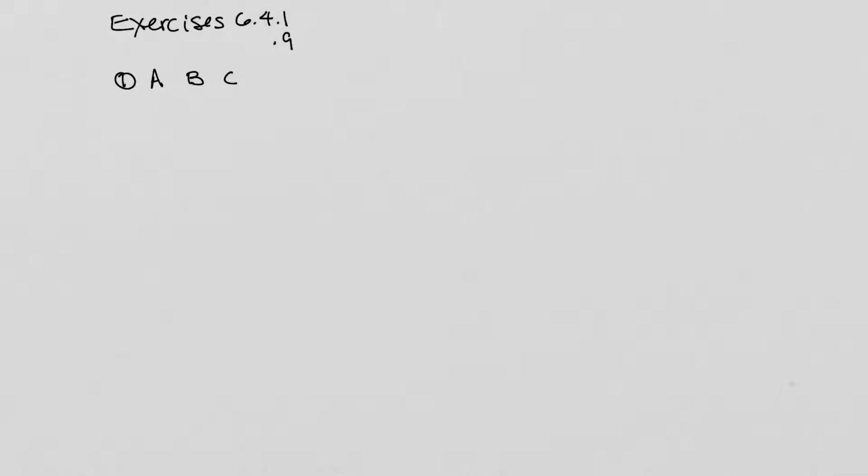Problem number 1 in exercise 6.4 tells us that each of 3 people randomly chooses one of these calculus sections, A, B, or C. And part A says, if they do this independently, what is the probability that they all choose the same section? So what's the probability that maybe all 3 choose A, or all 3 choose B, or all 3 choose C?